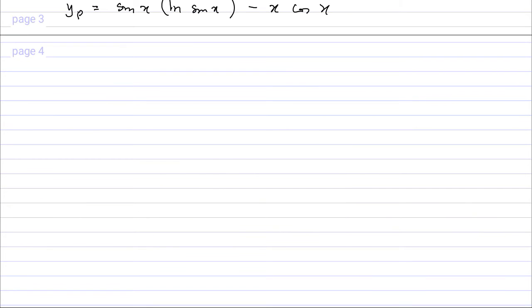Okay, now I come to the main part of this lecture, which is to solve second order linear differential equations with coefficients which can be functions of x. Essentially you're dealing with equations of this form.